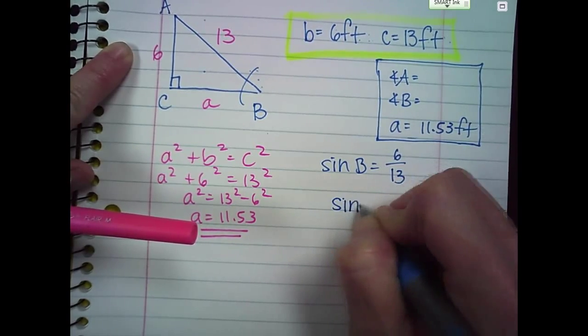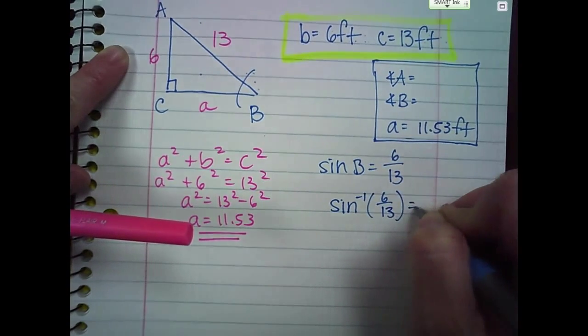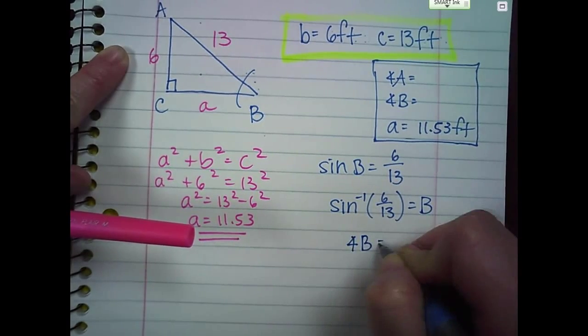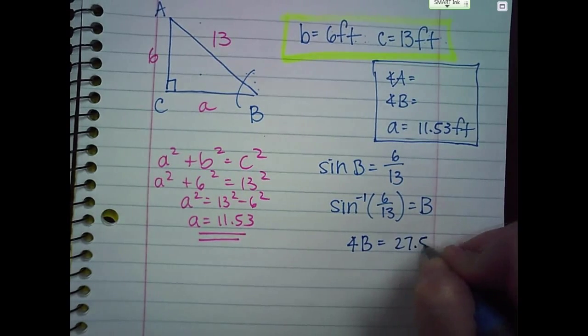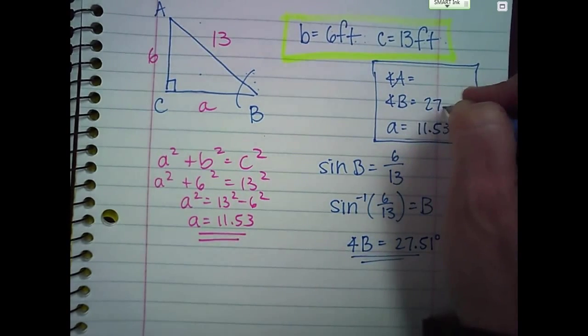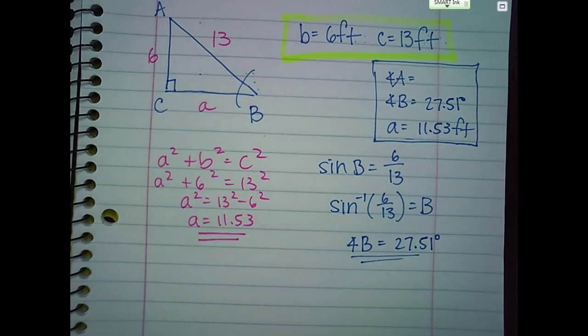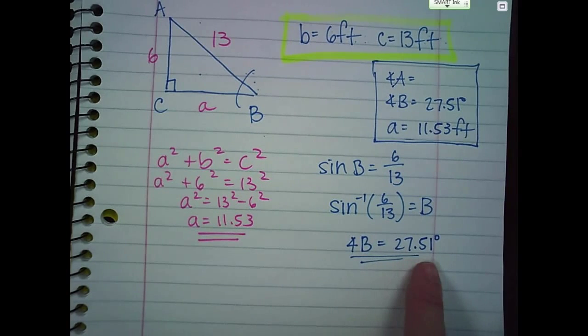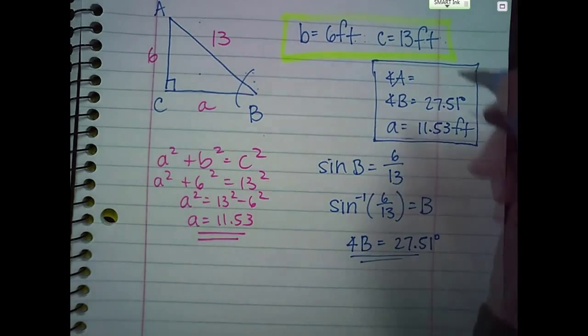So I'm going to take the inverse sine of 6/13. And if you didn't do that, doesn't mean you're going to get the wrong answer. So angle B, I got 27.51. Does that make sense? So you could just subtract it from 90, because 180 minus 90 is 90. But you didn't know A or B. Oh, yes. So to get the other angle, you could do 90 minus that. So now 90 minus 27.51 is 62.49.